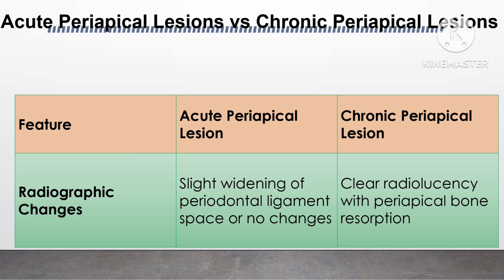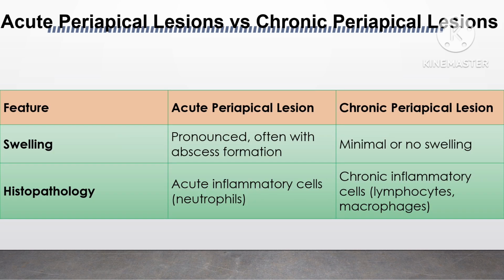Let's discuss the radiographic changes in both the conditions. In acute conditions, early X-ray might show slight widening of the periodontal ligament space, while chronic lesions display clear radiolucency indicating bone resorption. Regarding swelling, acute lesions can lead to pronounced swelling and abscess formation. However, chronic lesions tend to show minimal or no swelling at all.